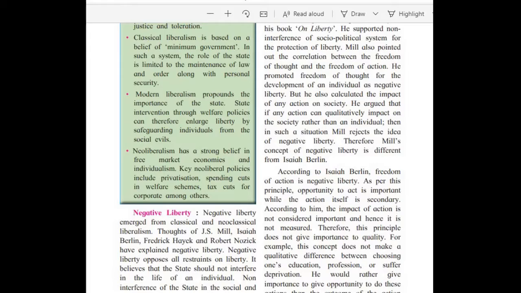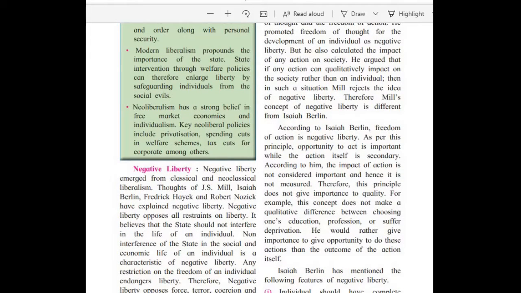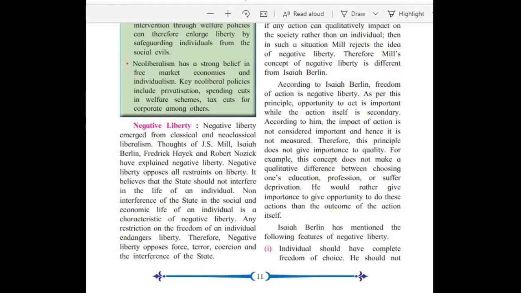Mill also pointed out the correlation between freedom of thought and freedom of action. He promoted freedom of thought for the development of an individual as negative liberty, but also calculated the impact of any action on society. He argued that if any action qualitatively impacts society rather than only an individual, then in such a situation, Mill rejects the idea of negative liberty. Therefore, Mill's concept of negative liberty is different from Isaiah Berlin's.